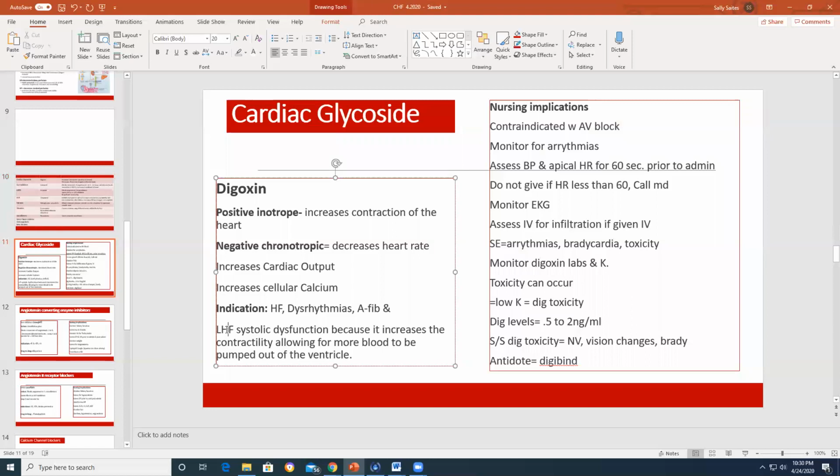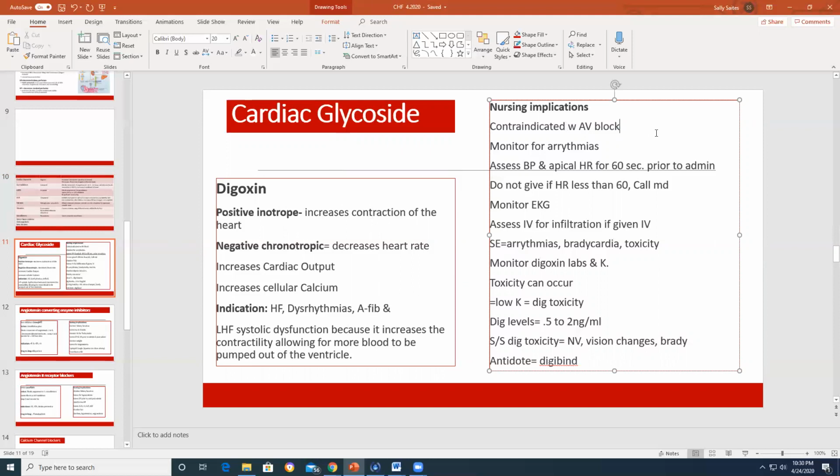And left-sided heart failure, systolic, so left systolic dysfunction. Think of it this way, because left systolic is a contraction problem, so you're not going to contract that ventricle very well, and so this increases the contraction. So if you specifically have systolic dysfunction, this medication can help with the contraction. Okay.